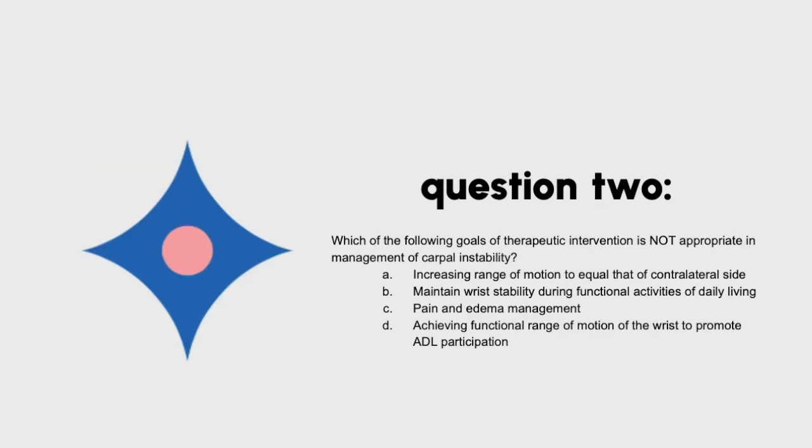Question 2. Which of the following goals of therapeutic intervention is not appropriate in management of carpal instability? A. Increasing range of motion to equal that of the contralateral side. B. Maintain wrist stability during functional activities of daily living. C. Pain and edema management. D. Achieving functional range of motion of the wrist to promote ADL participation.